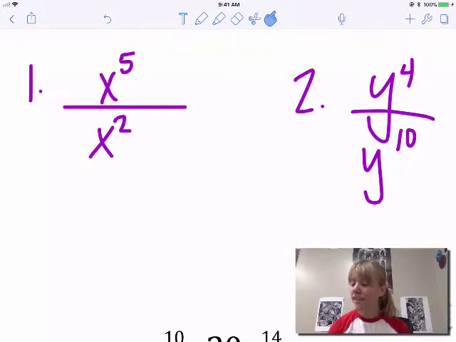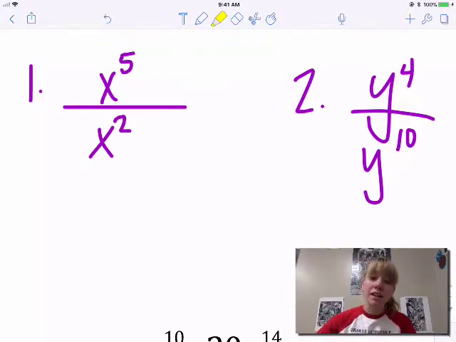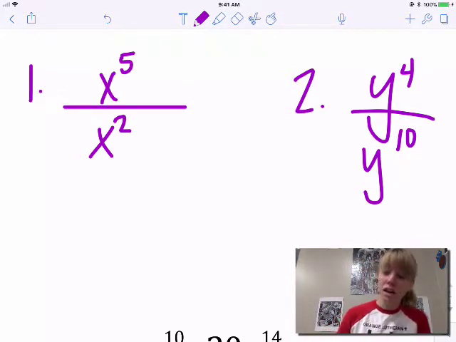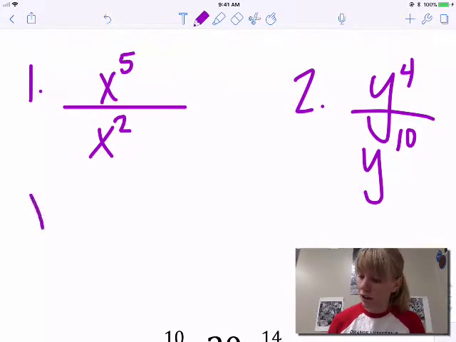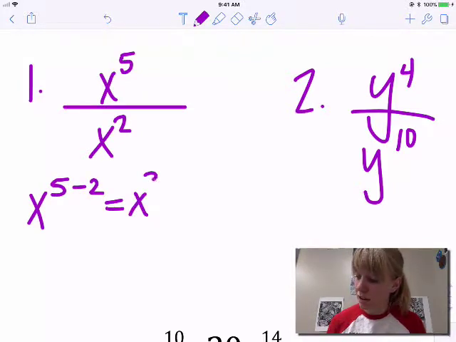This is just a little extra video for the day one of Factor Chapter. I wanted to talk about the quotient of powers property. If I look here in number one, you see that I've got x to the fifth over x squared, and we said that for something like this, we could take and subtract the powers since we have the same base and different exponents. So I could do x to the 5 minus 2 equals x to the third.